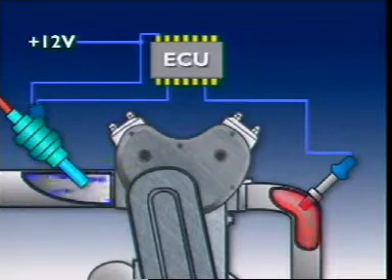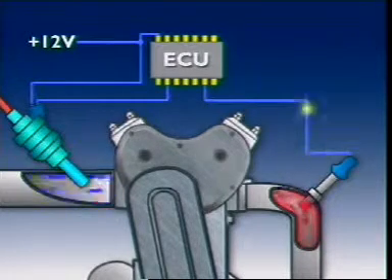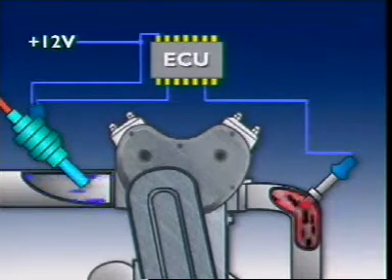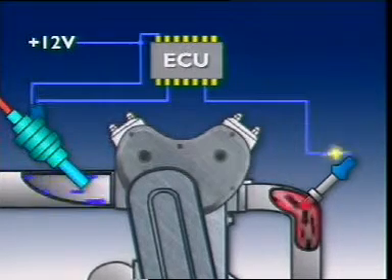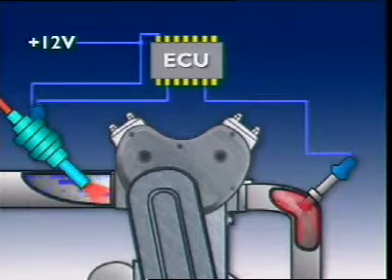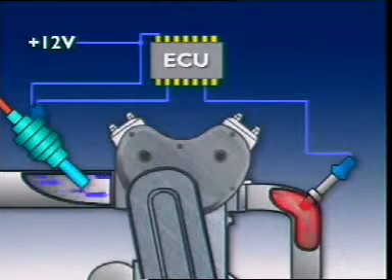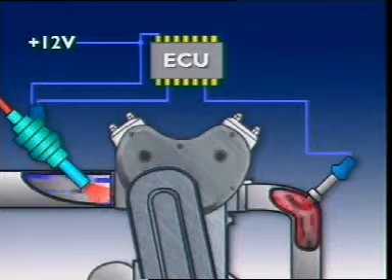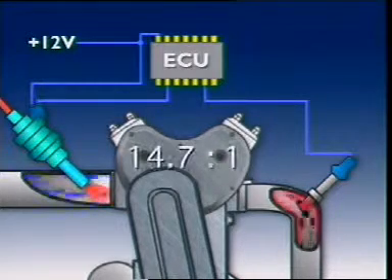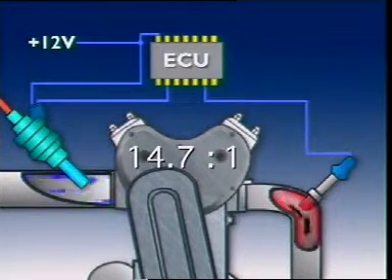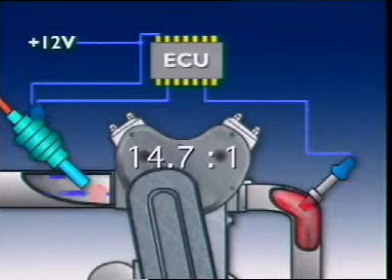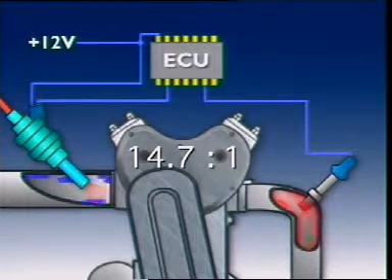More oxygen indicates a lean mixture. Less indicates a rich mixture. The control unit then adjusts the amount of fuel being injected into the engine to keep the air-fuel ratio very close to the chemically correct composition for complete combustion. By mass, this is 14.7 parts of air to 1 of fuel, known as the stoichiometric ratio.